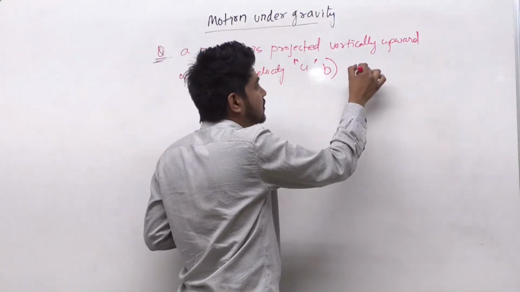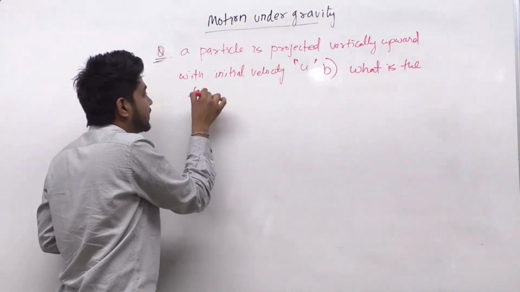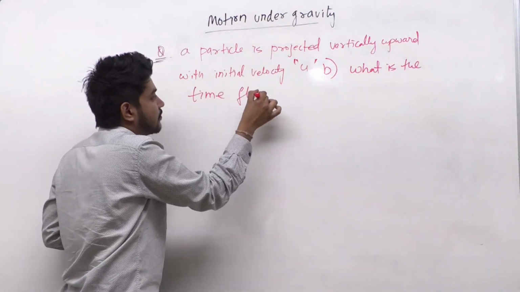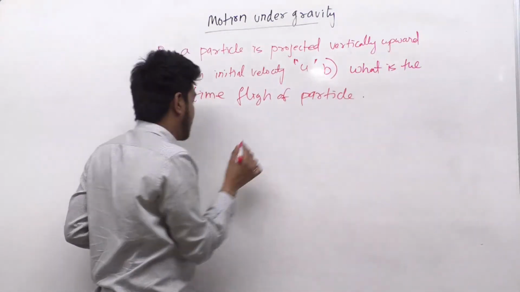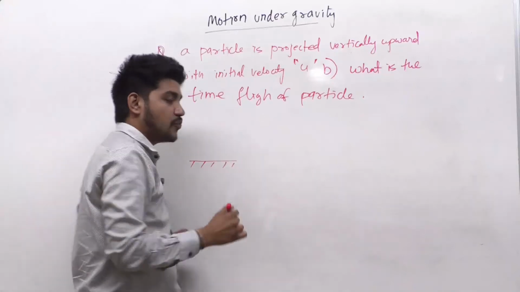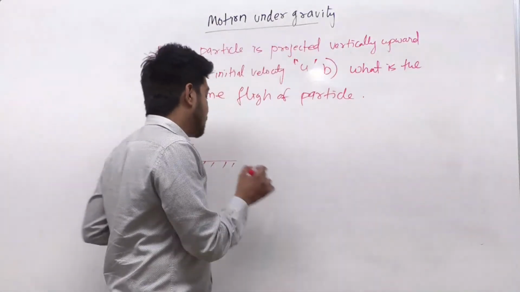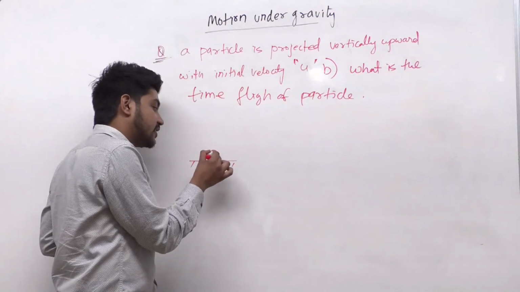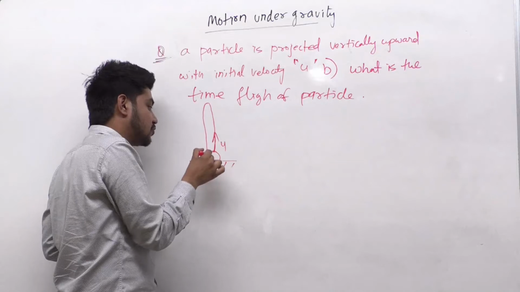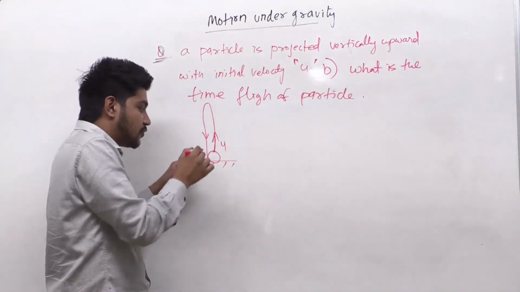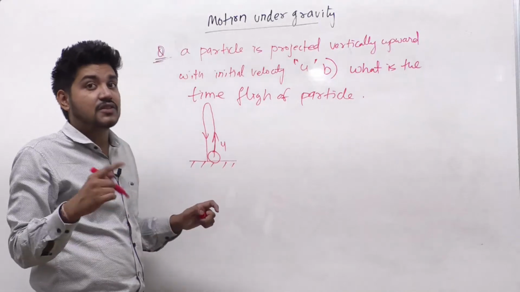What is the time of flight of the particle? What is the meaning of time of flight? Time of flight means for how much time the particle was in the air. So for finding the time of flight, we know that the particle started initially in the upward direction with u, and after traveling some distance, the maximum height, it will again come to the earth's surface. So the time for which it was in the air is the time we have to find, right?